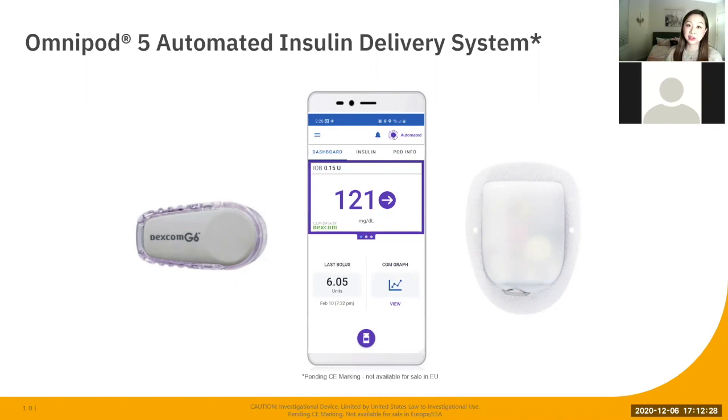You still will need to give boluses for breakfast, lunch, and dinner, but it will automatically adjust your insulin every 5 minutes, delivering a micro bolus depending on your current CGM and then your projected CGM.